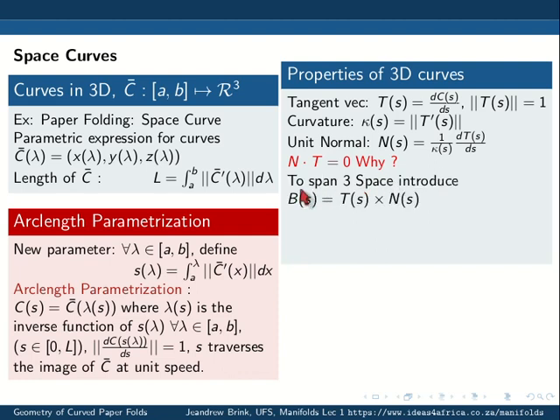Okay, so now to span this 3-space, we need our third vector, which we make by the cross product of the two, and we call this B, the binormal vector. So in this sense, the first vector that points in the direction of the derivative of your tangent is your normal vector, and the vector that's normal to that one and the tangent is called the binormal vector. And these 3 vectors form what we call an orthonormal triad, okay?